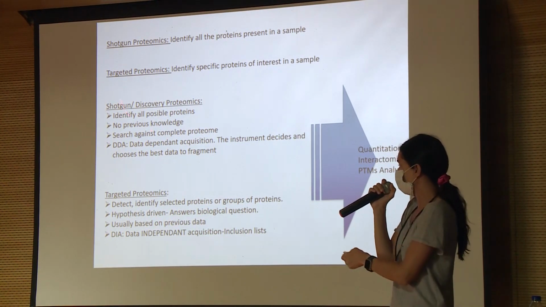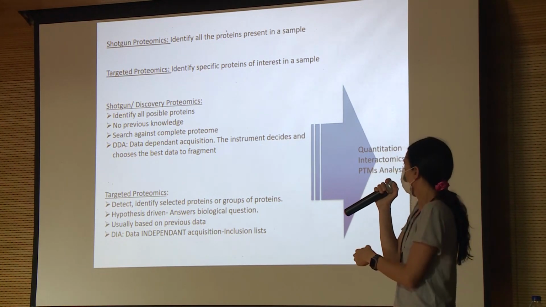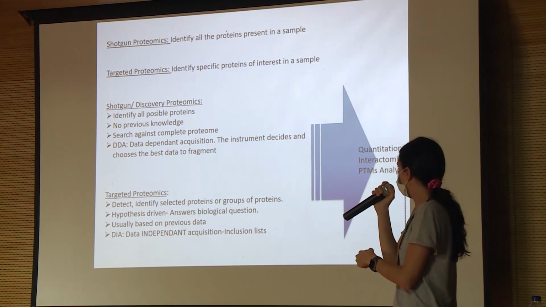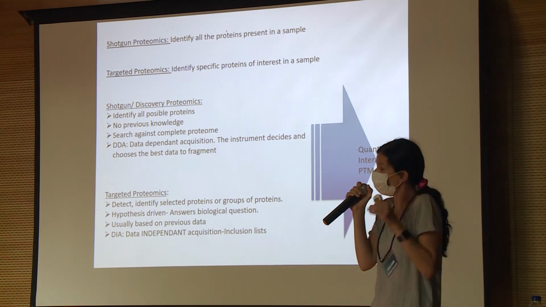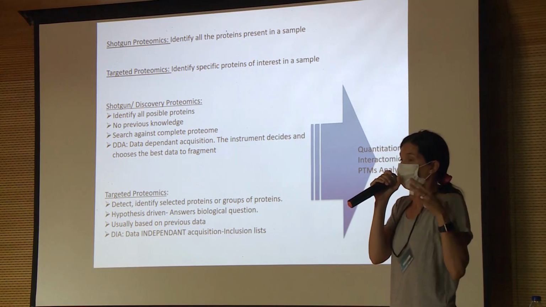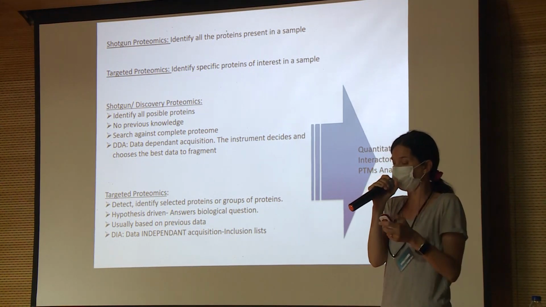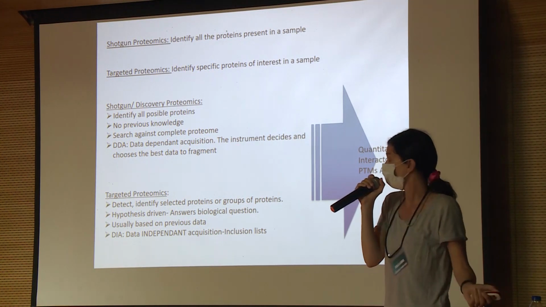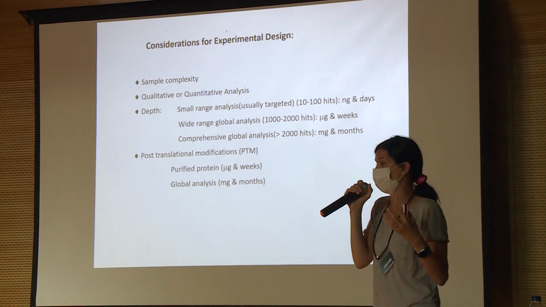Then, either shotgun or targeted proteomics experiments can also be classified into quantitation experiments, interactomics experiments, or PTM analysis. But these are two big branches of proteomics that it's important to bear in mind before you start your experimental design. Then, other considerations for experimental design in general.